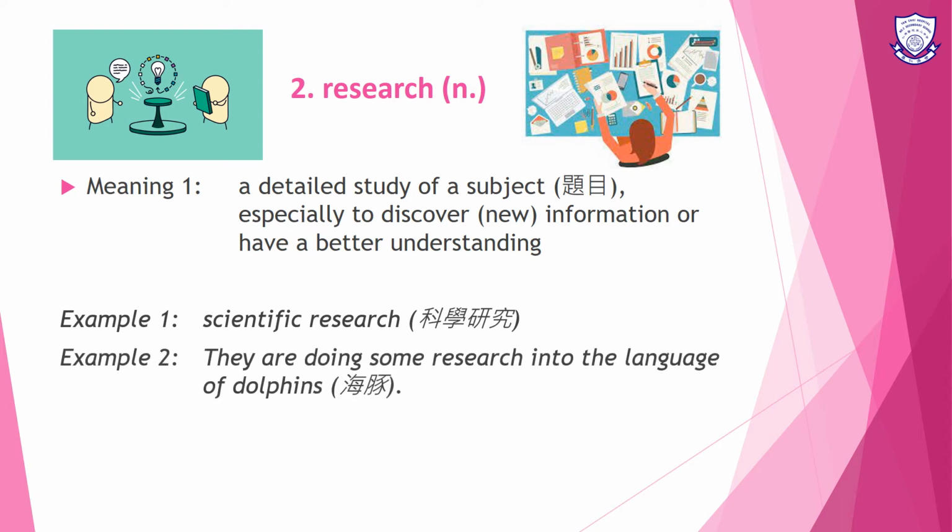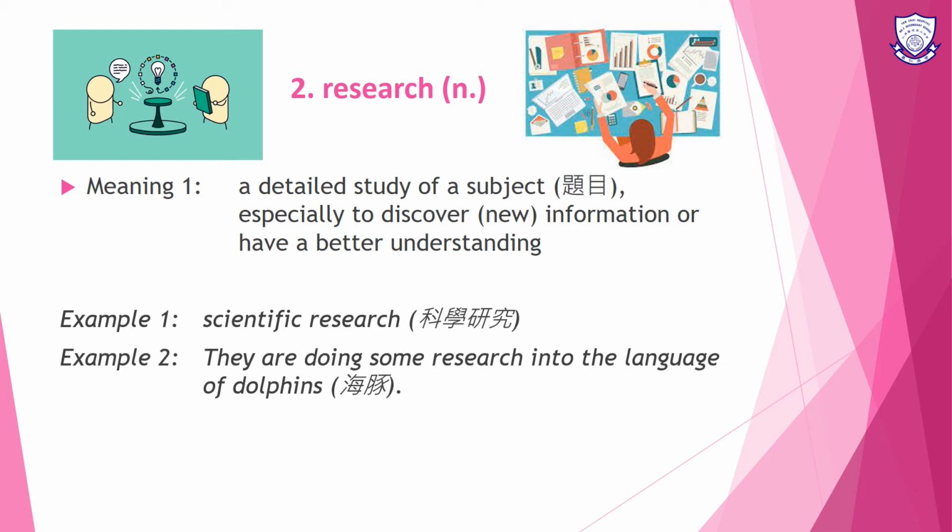Another one, they are doing some research into the language of dolphins. In case you did not know, dolphins are one of the few animals that are very, very intelligent on Earth. And scientists have found out that there is some kind of language between dolphins. And it would be very interesting if people learn more about how dolphins talk to each other in their own language. So, with these two examples, you should know the meaning of research quite well.